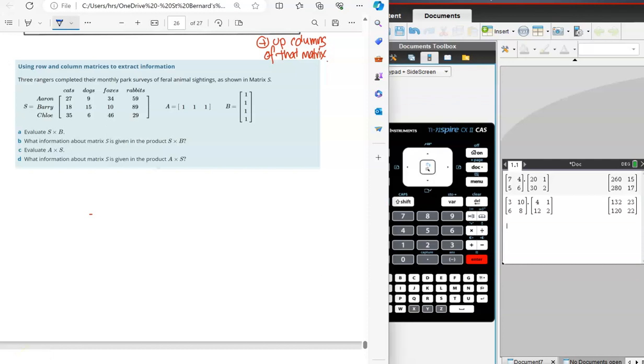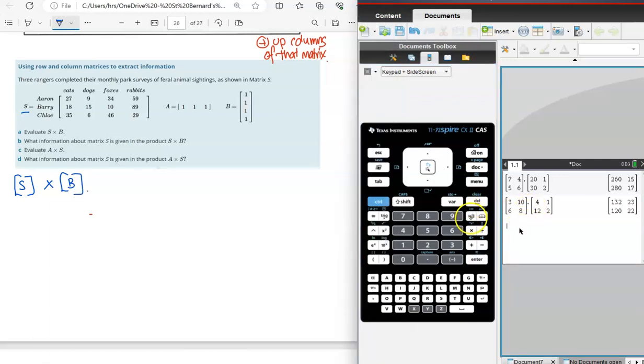Okay, so we are going to use our summing matrices and have a look at some examples of it. The rangers, 3 rangers, completed their monthly park surveys of feral animal sightings, and this is shown in matrix S. It says evaluate S times B. Evaluate means just calculate it. So we're going to go S times B, and do it on our calculator.